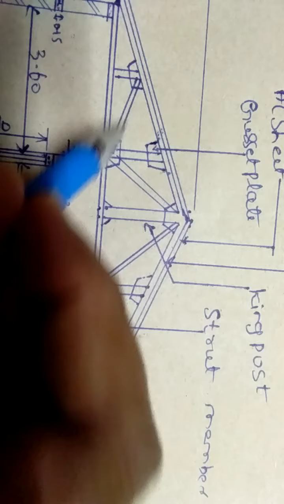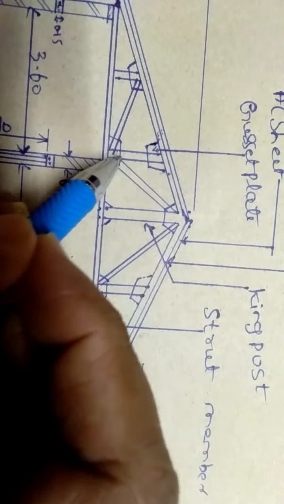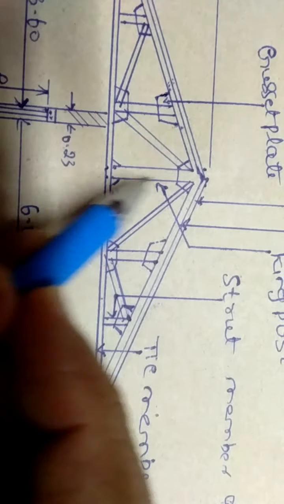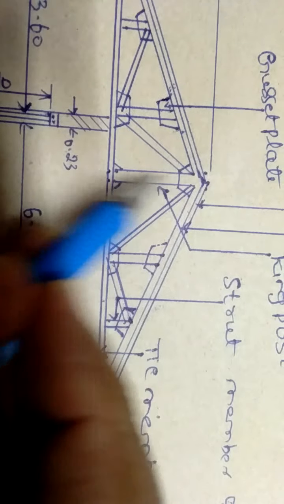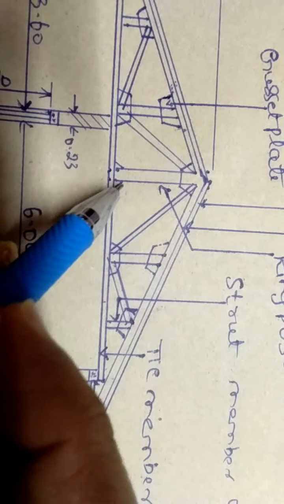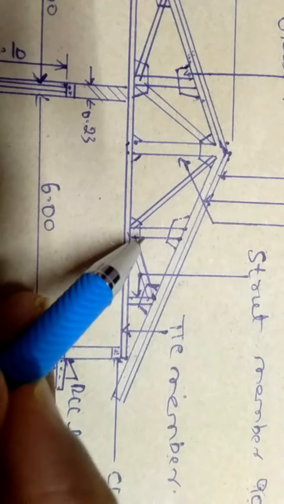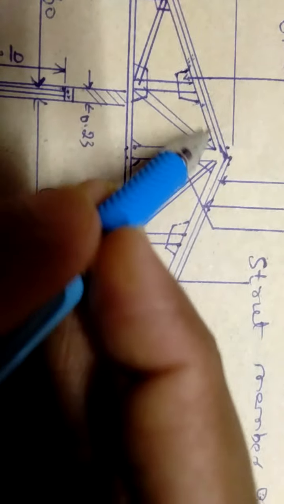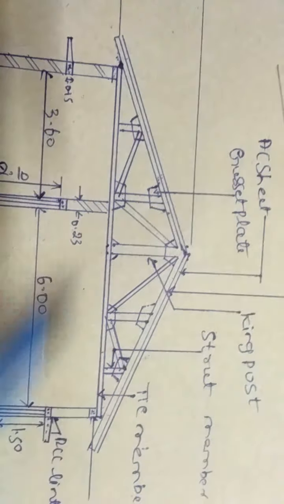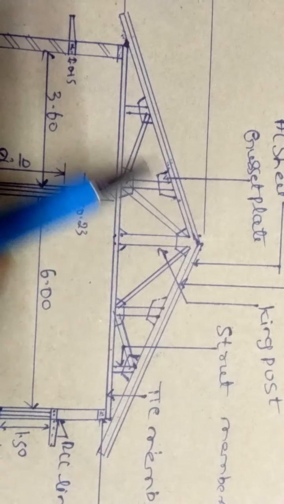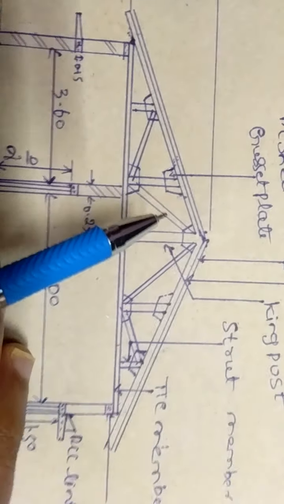Similarly here also, the struts are connected by gusset plate here. Even here the king post is connected with the tie member by gusset plate. Wherever there is gusset plate need, we are going to provide here. So this is all about the roof truss. I have explained in detail each and every part, how we are going to draw that.